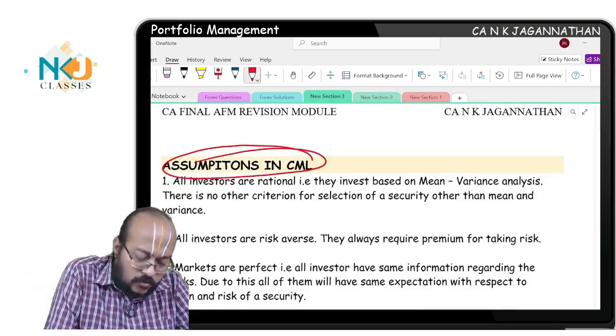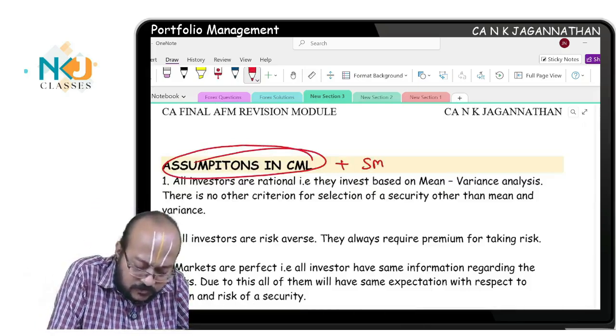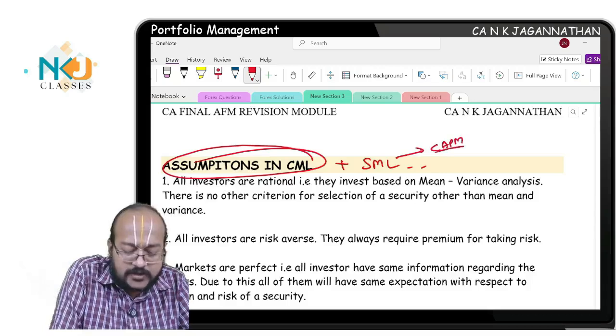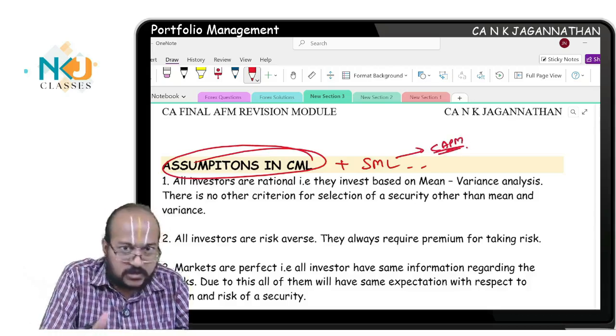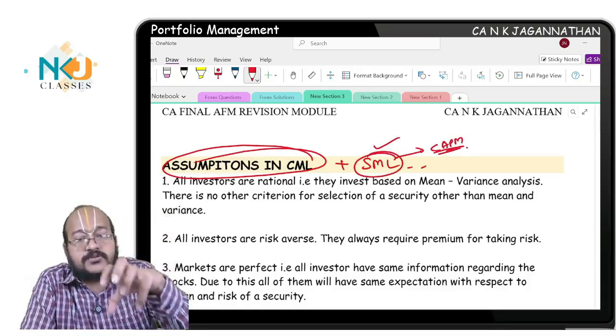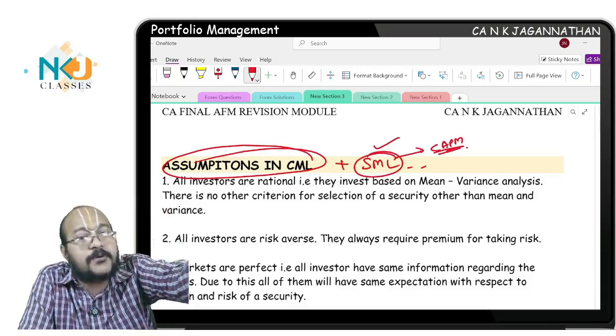This is not only relevant for CML but also for SML. SML, in the sense, is nothing but CAPM. CAPM, the capital asset pricing model, is the model. The graphical representation of CAPM is called SML, the security market line, which you are going to study in the CAPM model.